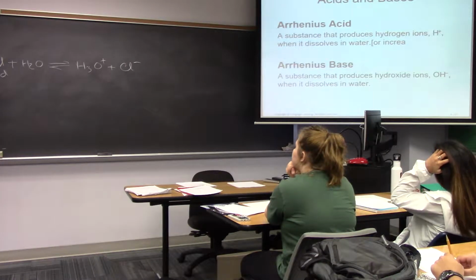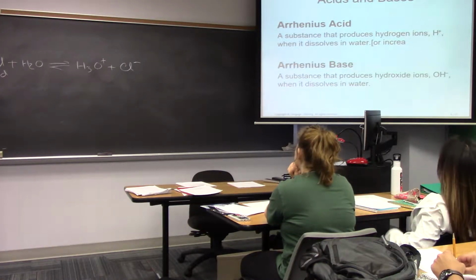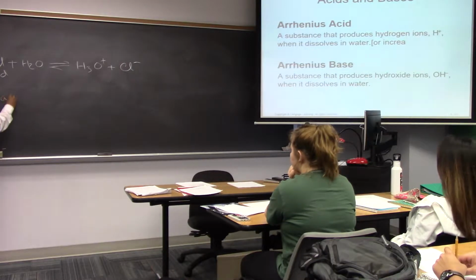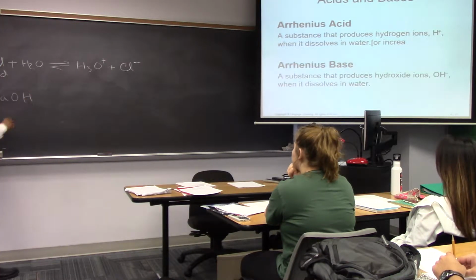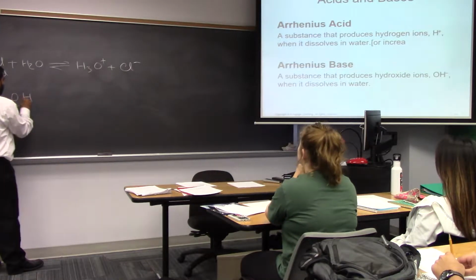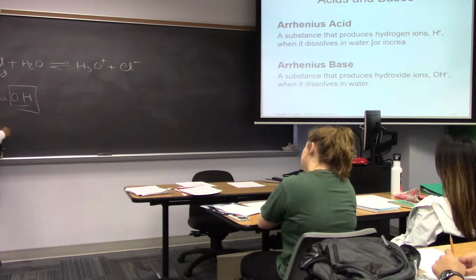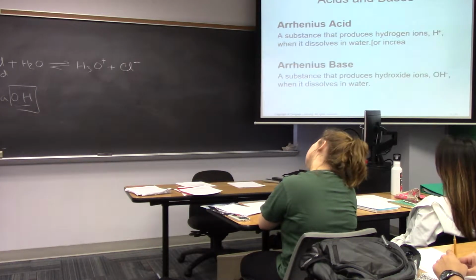What is base? Base is a compound which can donate OH ion. Sodium hydroxide has OH ion, and this is donatable. So based on Arrhenius, any compound that has OH on the right side is called base. So as I said, let's go back to acid.